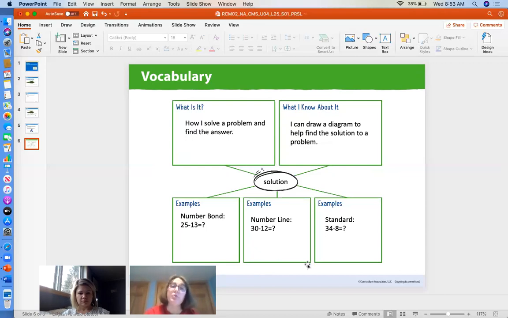So in the first one, you're going to do a number bond, but your numbers are 25 minus 13 equals what? So we want you to draw the actual number bond and put those numbers in there. Don't forget your signs.